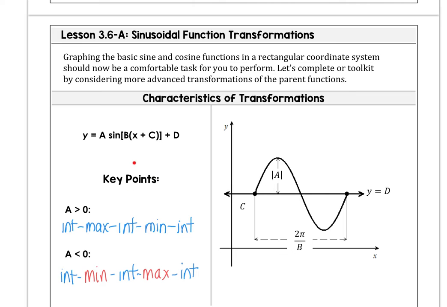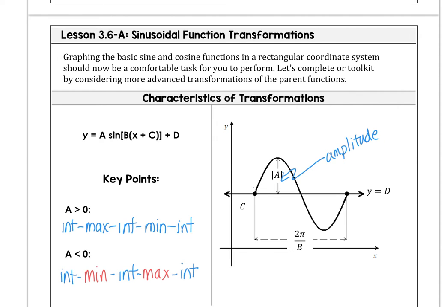Yesterday we saw the key points when we had a sine curve. The sine curve for a positive A value had 5 key points that were intercept, maximum, intercept, minimum, and intercept. But if our A value was negative, our graph reflected over the x-axis and our key points were intercept, minimum, intercept, maximum, intercept. We know that the A value is our amplitude of our function, and we always name the amplitude non-negative. It's the absolute value.